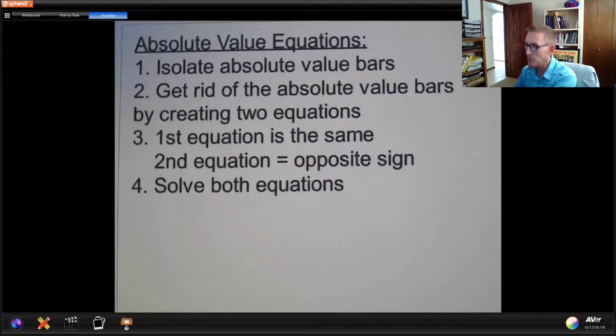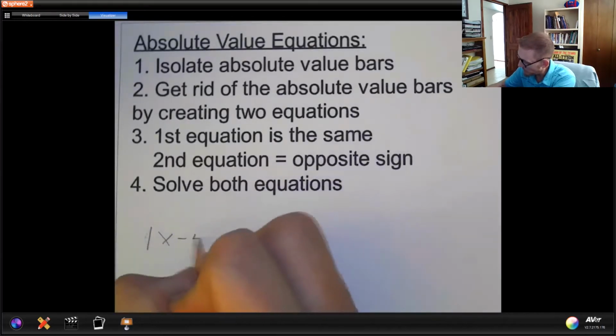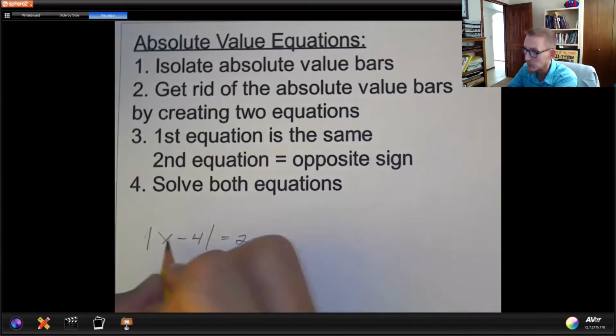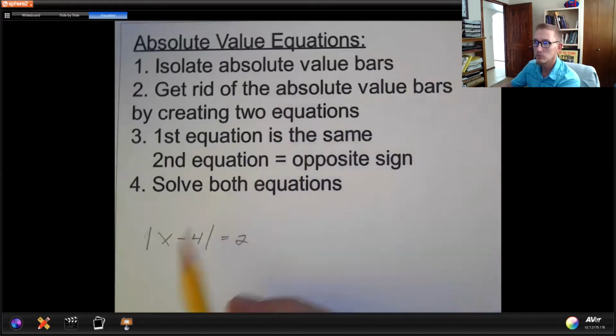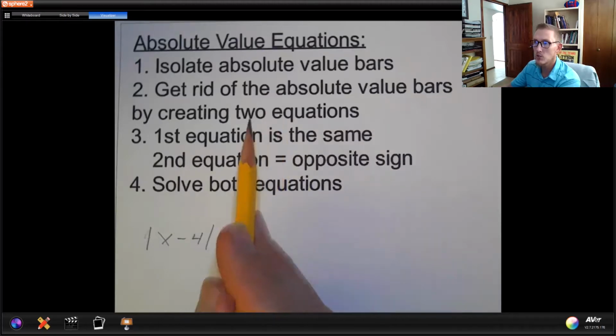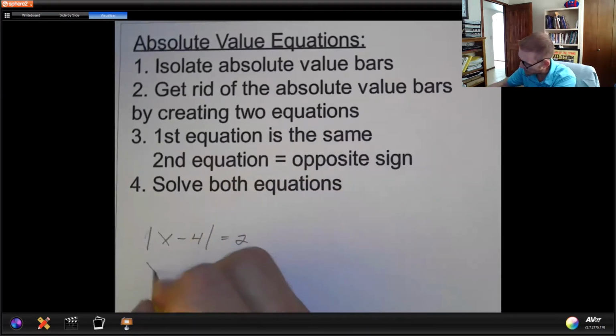And we're going to use some examples from homework to do this. Our first example is going to be the absolute value of x minus 4 equals 2. So are the absolute value bars alone? Yes, there's nothing else there with them. Get rid of the absolute value bars by creating two equations. The first one's the same. The second one has the opposite sign for the equals. So those two equations are going to be x minus 4 equals 2.